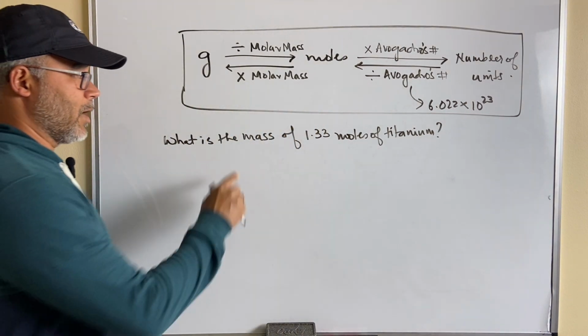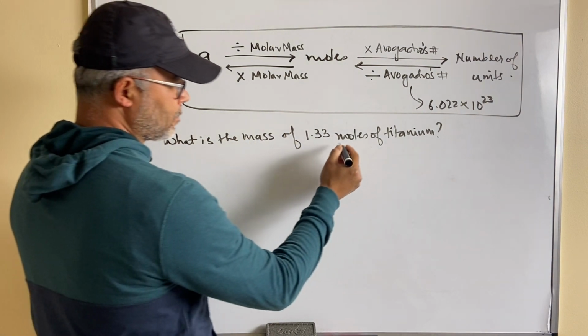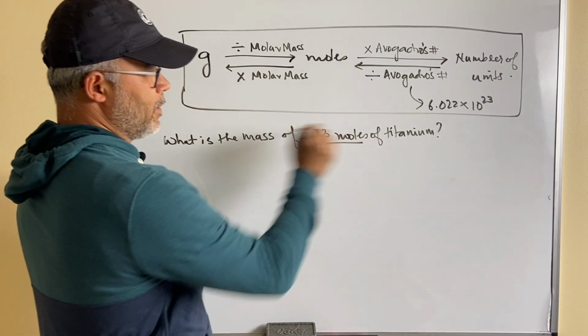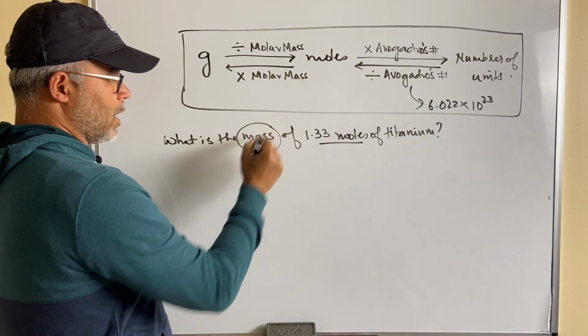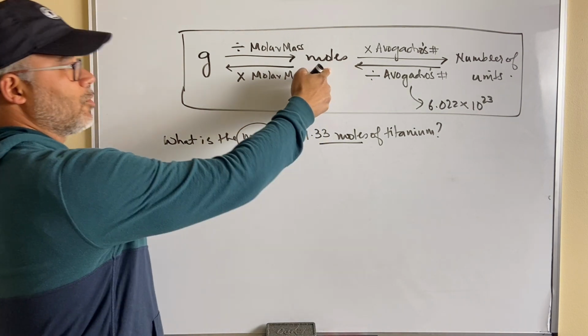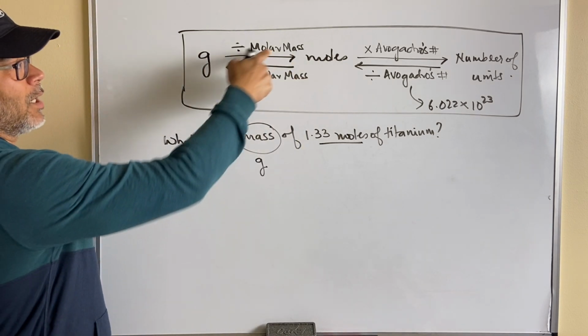That's the question. They're asking you what's the mass of 1.33 moles of titanium, which means moles is given to you. So you're at this step, this chart. And they're asking you what's the mass, which means they're asking you for grams. So you have to go from moles to grams. Okay. To go from moles to grams, you need the molar mass.